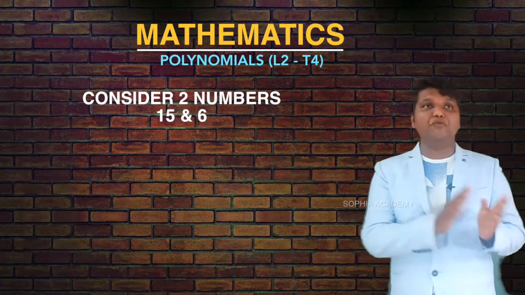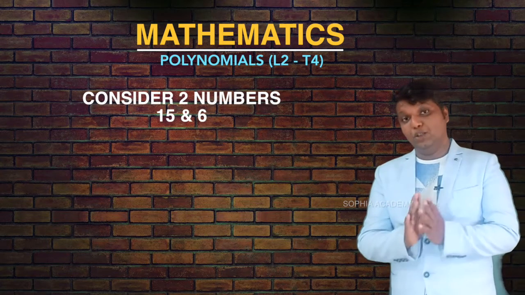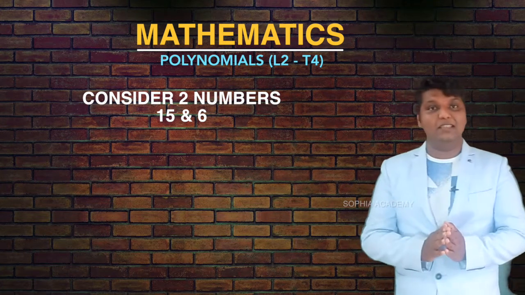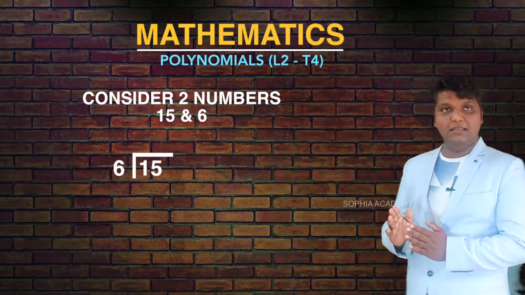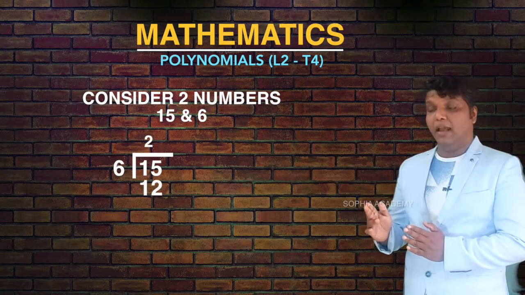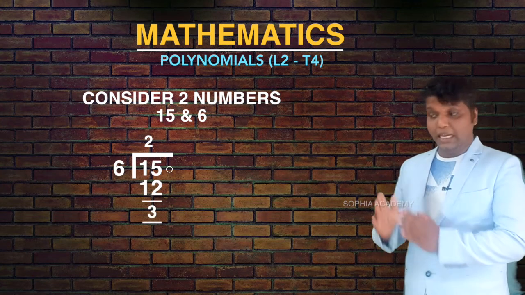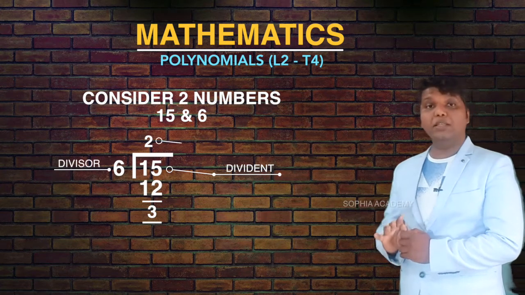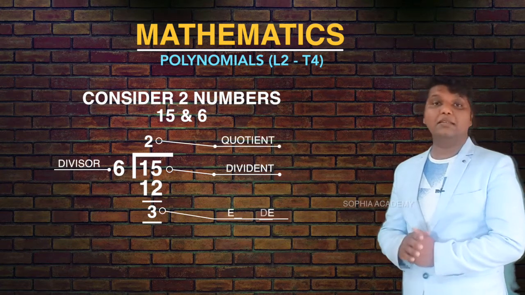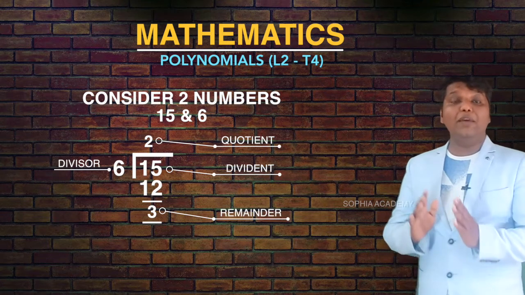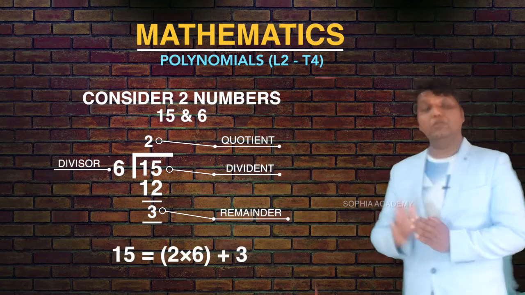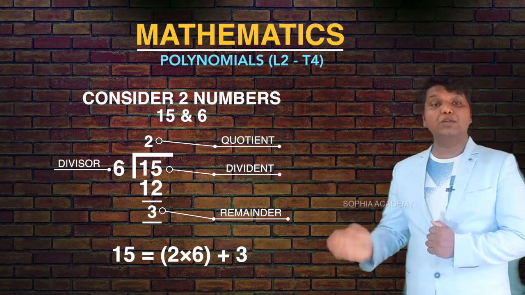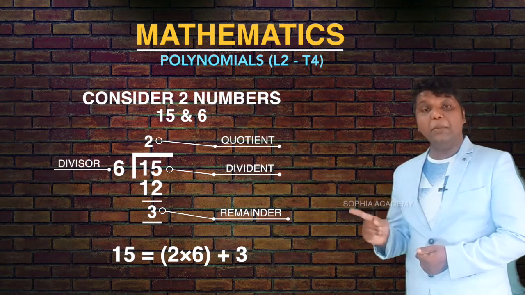Just consider two numbers, 15 and 6. Let us divide 15 by 6. What will you get? When 15 is divided by 6, 6 twos are 12 and the remainder is 3. That means here 15 is the dividend, 6 is the divisor, q is the quotient you received, and the remainder is 3, right? So we can write 15 is equal to 2 into 6 plus 3. So here you saw the remainder as 3.